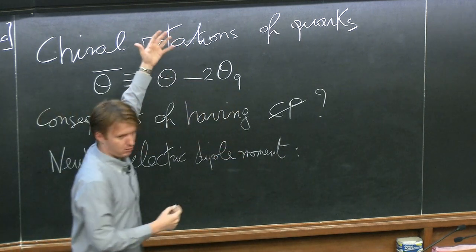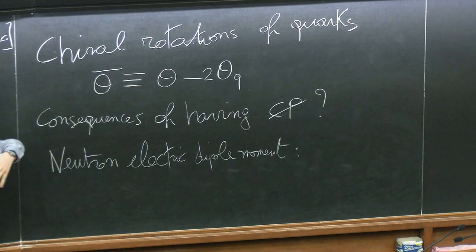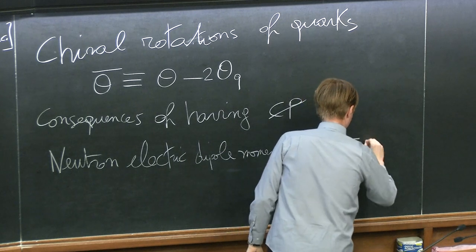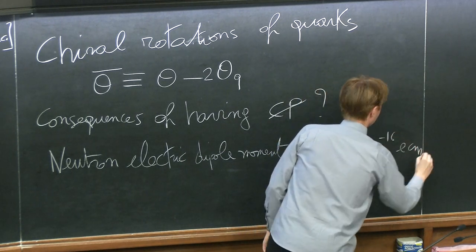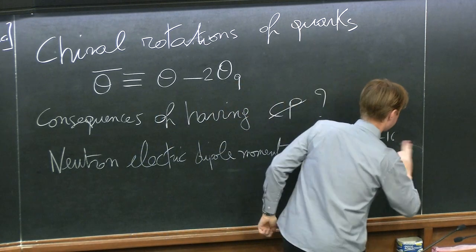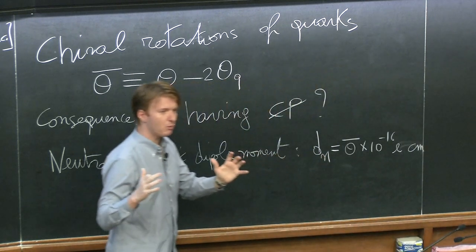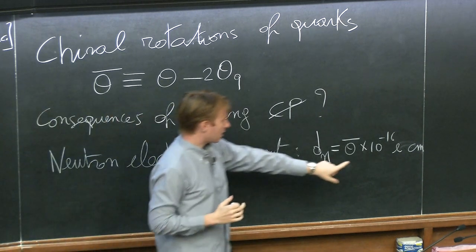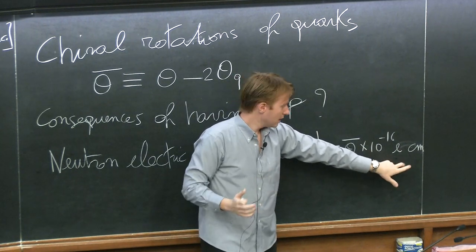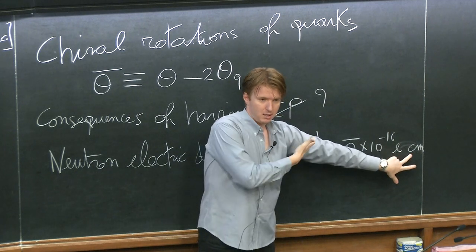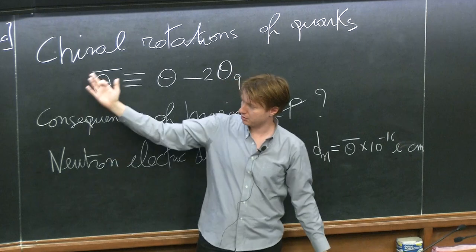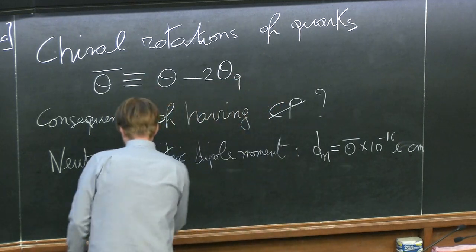I will not do the calculation, but there are standard techniques to compute the neutron dipole moment as a function of theta bar. And you see that, of course, it's proportional to theta bar. And it's very common to write that in these units. An electric dipole moment is an electric charge times a distance. If you have two point-like charges with opposite sign, the dipole moment is the charge times the distance. So the units of D are e, the charge of the electron or the proton, times centimeters. So these are the units that are usually used to express neutron dipole moment. And it's proportional to theta. So if theta goes to zero, of course the effect goes to zero because we do not have CP violation anymore.